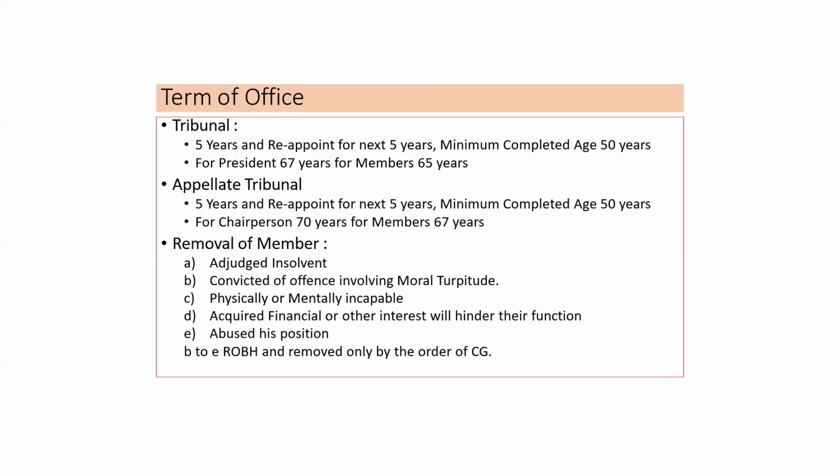For appellate tribunal, the term of office is 5 years and reappointment can be done for next 5 years, और minimum completed age इसमें 50 years है. फॉर चेयरपर्सन 70 years मैक्सिमम है, एंड फॉर मेंबर्स 67 years.